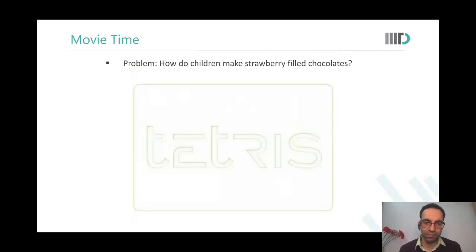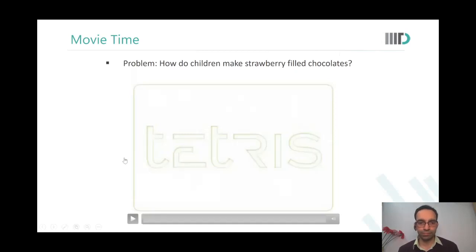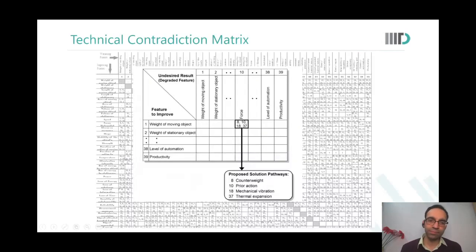Just give me a minute. Yes. So can we move to the previous slide, where you had the lookup table? Yes, please. Here in the background, we can see that some of the places are not filled. Is it that some of the features are not matching with the others, or they do not have any correlation? There is one feature called weight of a moving object, and another feature called weight of a stationary object.